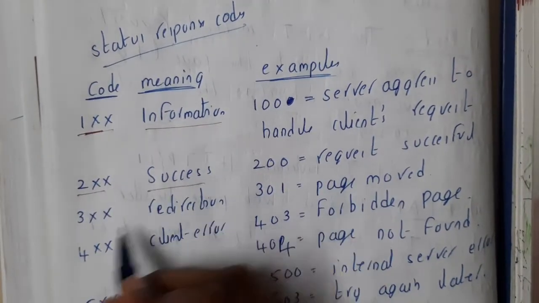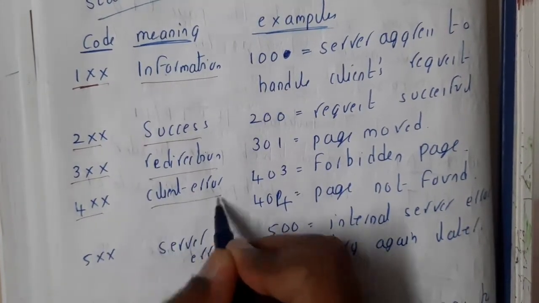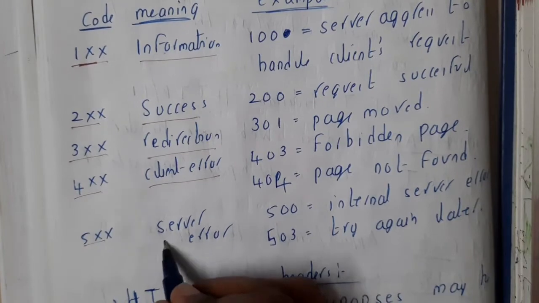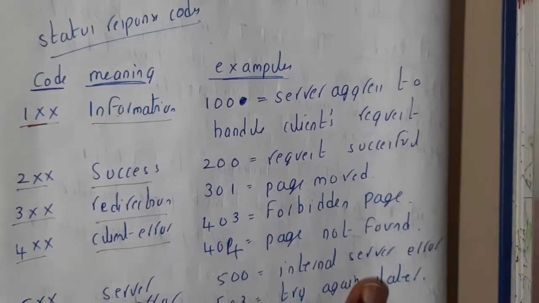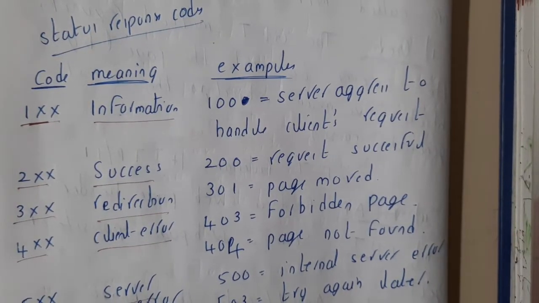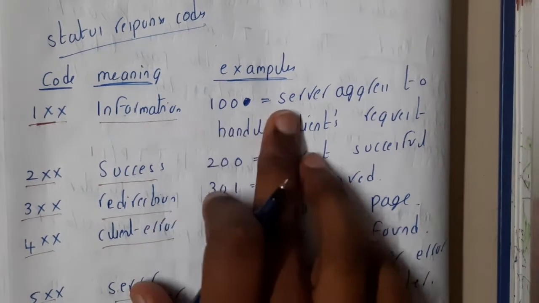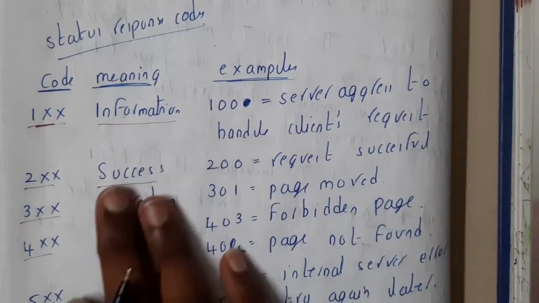2xx will be saying about success. 3xx will be saying about redirections. 4xx will be saying about client errors. 5xx will be saying about server errors. I have just written some examples here. If you want more examples, you can check in the notes or in the video, guys. So 100 is nothing but the server agreed to handle the client request. So it is just information.